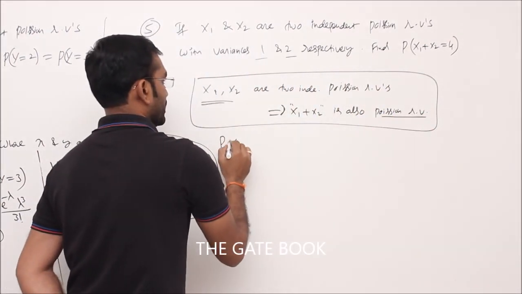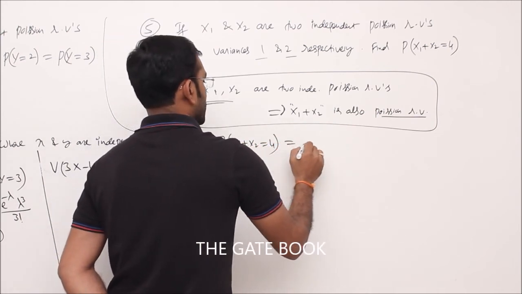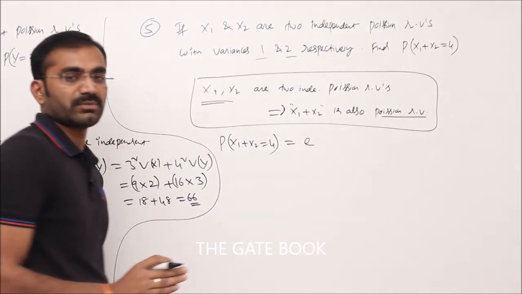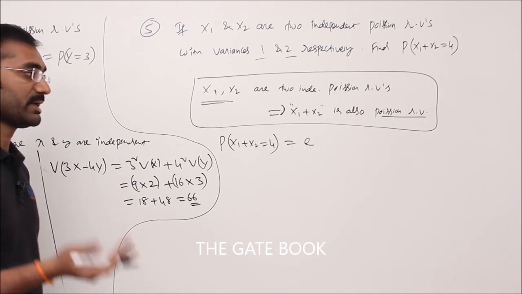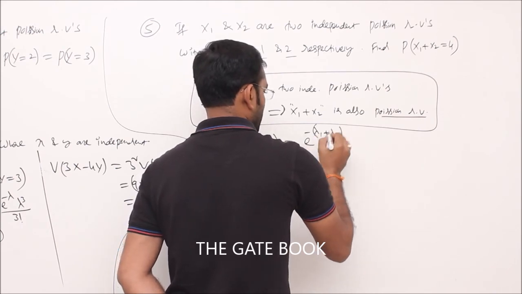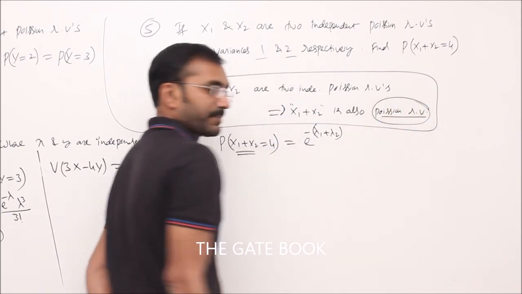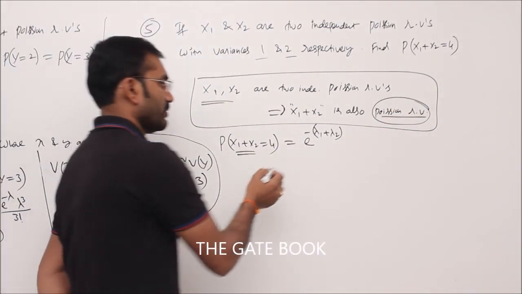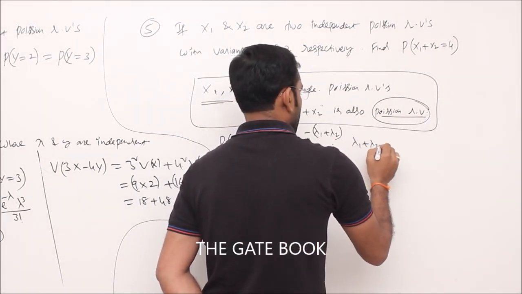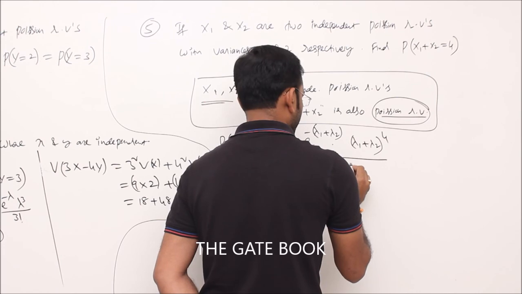So applying this property, I can write P of x1 plus x2 is equal to 4, is equal to e power minus lambda. What is the PMF of the Poisson distribution, the probability mass function? e power minus lambda power x by x factorial. So you get e power minus lambda 1 plus lambda 2, because the sum x1 plus x2 is also a Poisson random variable, so I can apply that formula. e power minus of lambda 1 plus lambda 2, into lambda 1 plus lambda 2 whole power 4 by 4 factorial.